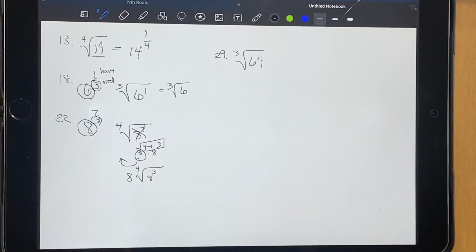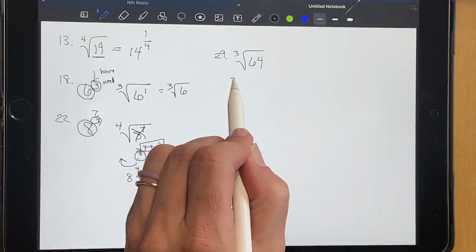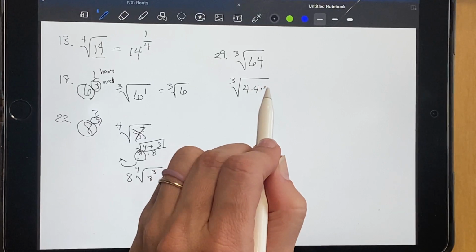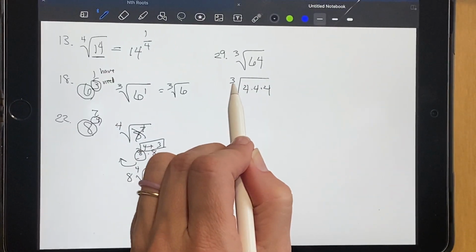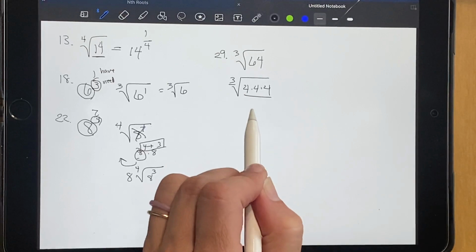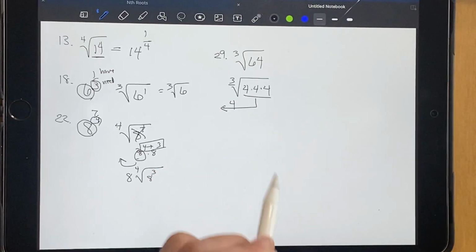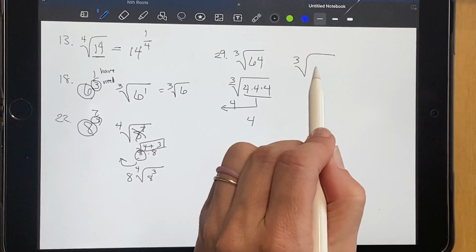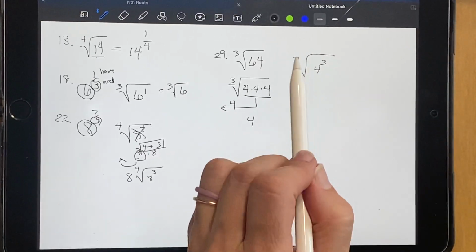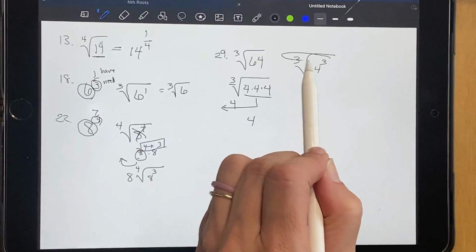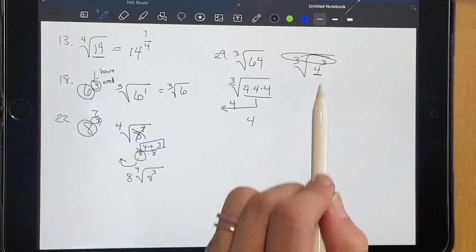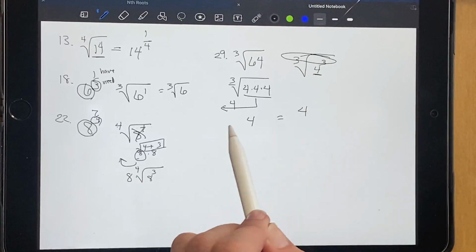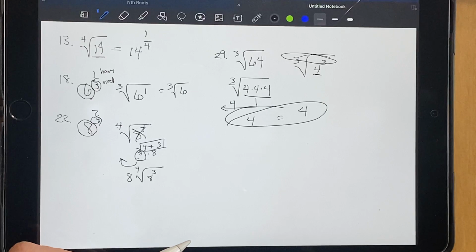If I was given the cube root of 64, again, there were 2 different ways we could write it out. I could write it as 4 times 4 times 4 and say, I need 3. I have 3, so these escape as the number, and my answer is 4. I could also rewrite it as 4 cubed. Now my index and my exponent match, so those cancel out, and I simply get my root underneath. So either way, I've got 4 as my answer there.